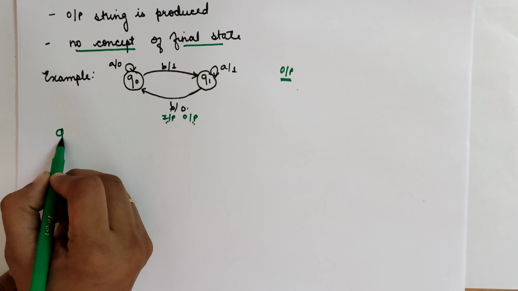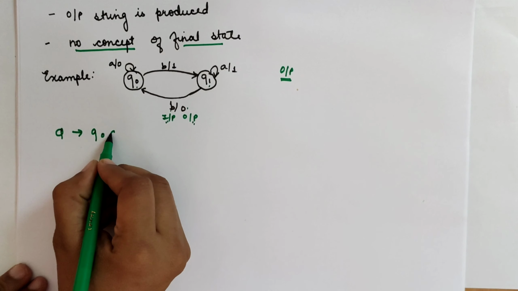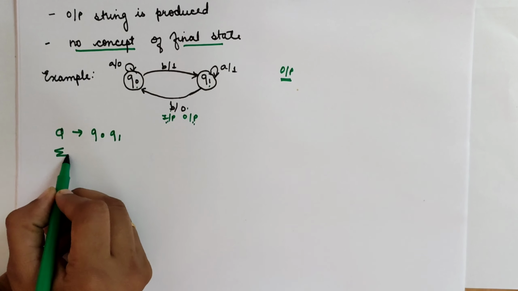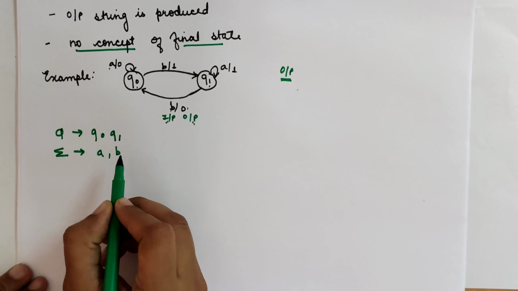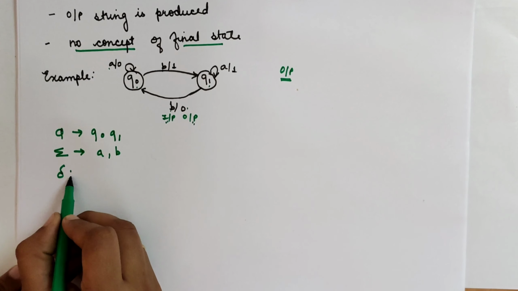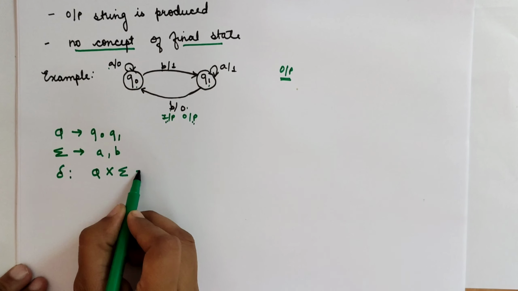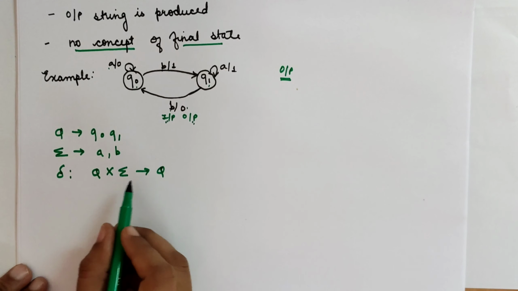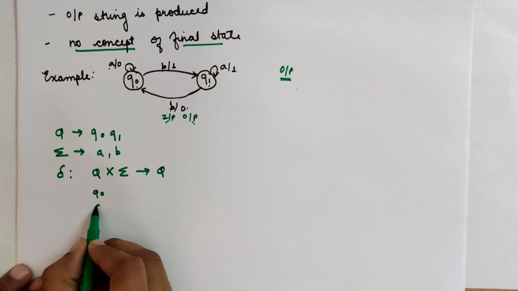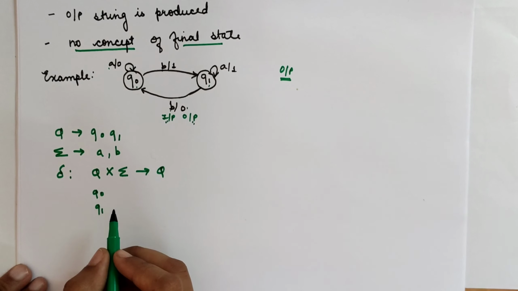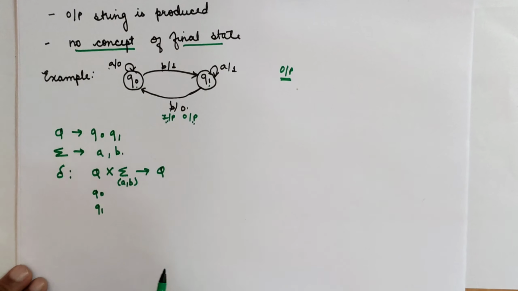What is Q here? Q is the set of states, which is Q0 and Q1. What is the input alphabet? Inputs are A and B. Now what is delta? That is the input transition function. First of all, as I have told you, on giving some input, it is going to go to some other state. So what are the states here? Q0 and Q1. And what are the possible inputs available? We have A and B.